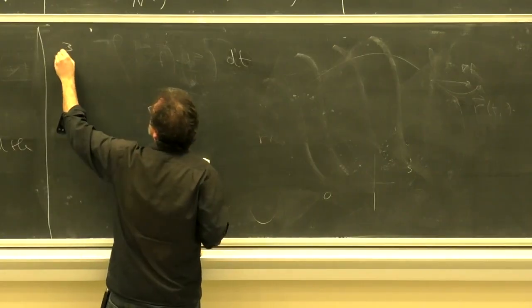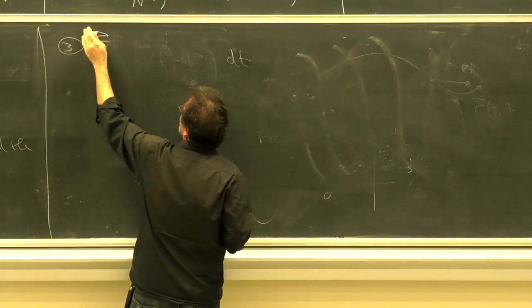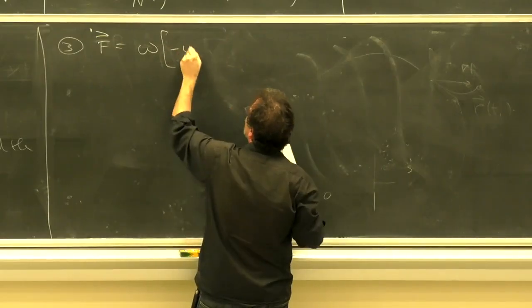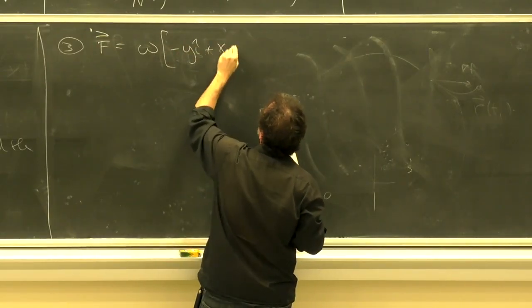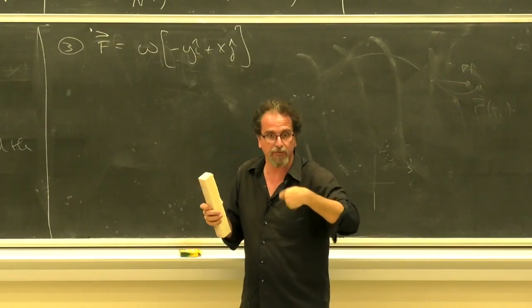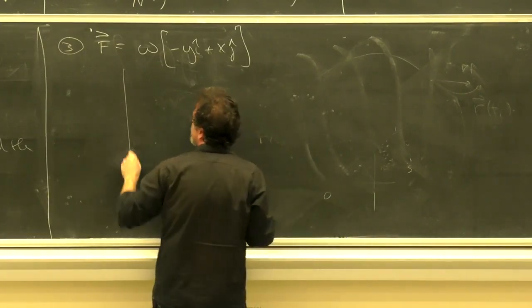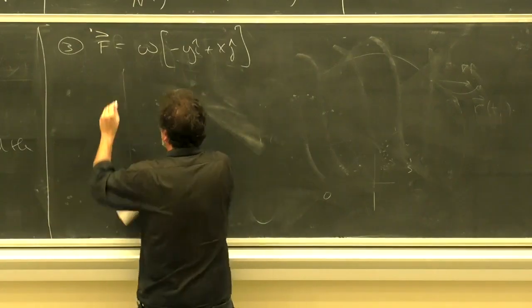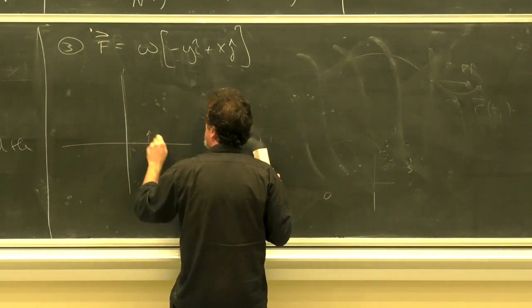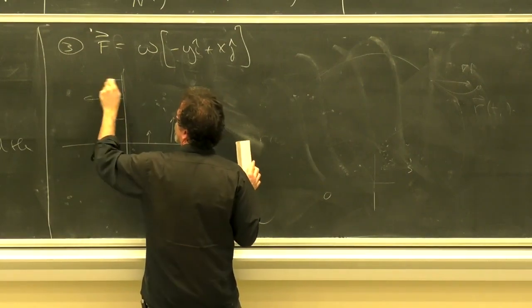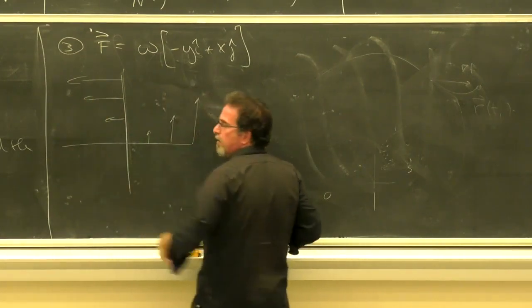Here's 3. My vector field is F equal to omega, because I like that one, times negative y i hat plus x j hat. And you remember that this was the swirl-around vector field, right? So this is the vector field whose magnitude increases linearly with distance away from the origin. And it's always swirling around, okay?